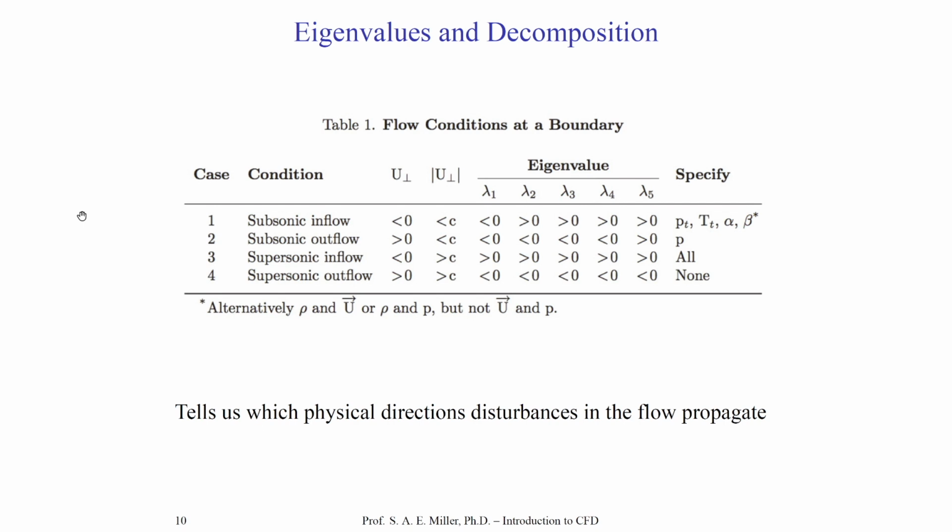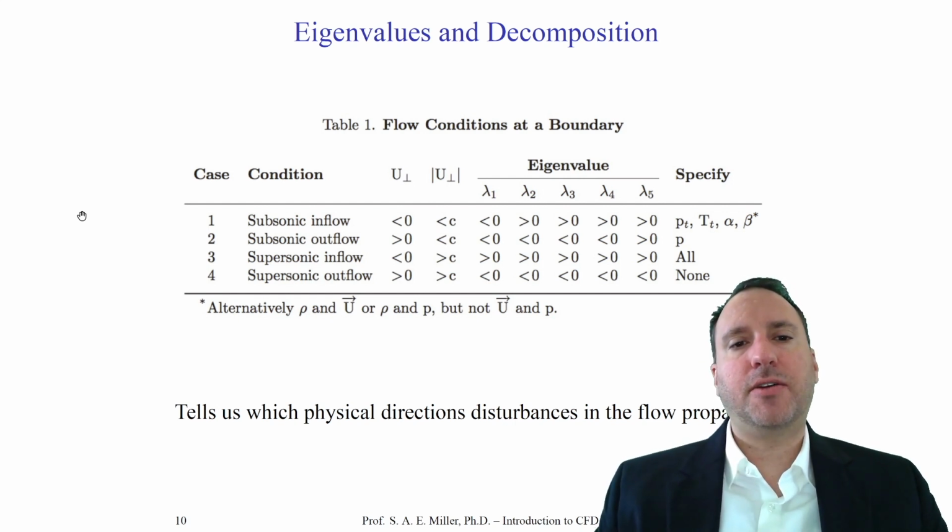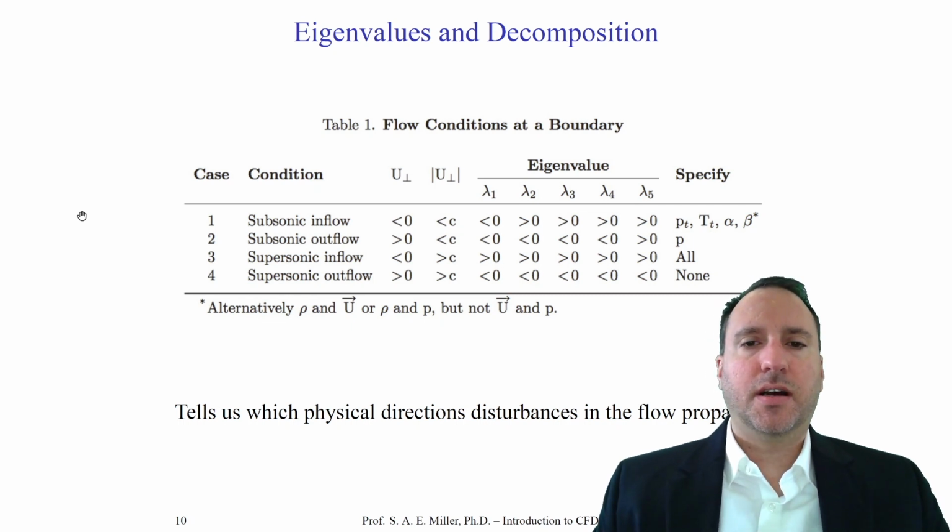Let's turn our attention to the so-called decomposition of the equations and the corresponding eigenvalues. Earlier in the class, we talked about the method of characteristics and how characteristic waves can be found and correspond to different types of particular eigenvalues. This corresponds to the so-called wave equation.